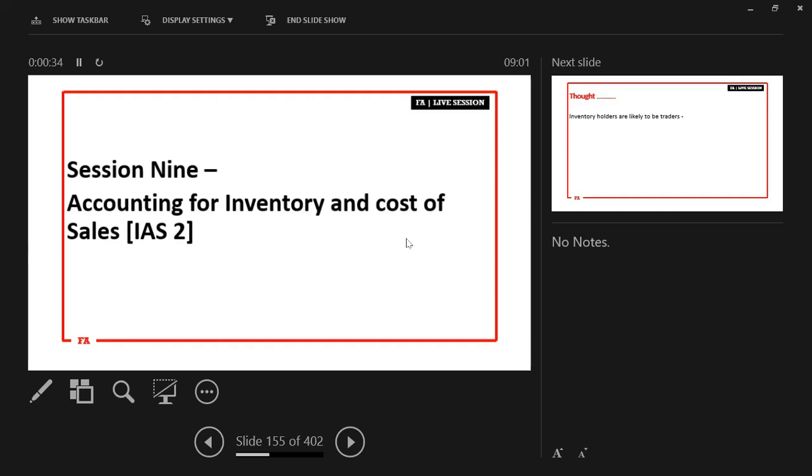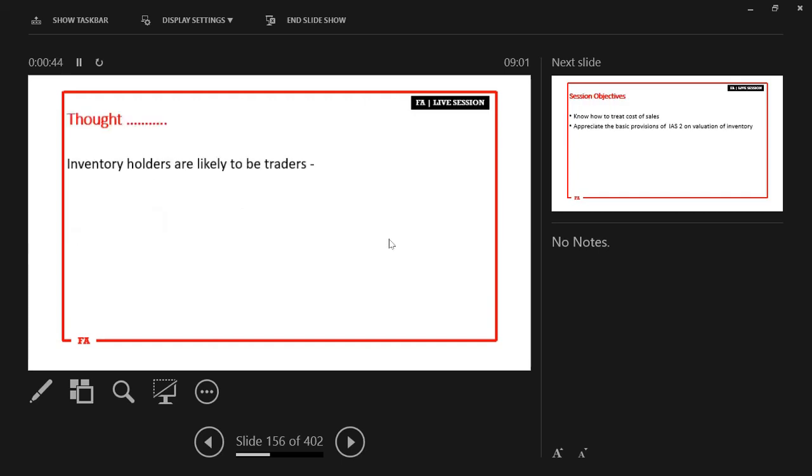Why do business people pay tax? They keep what? Stock. Do you understand that? If you keep stock, then it means that you are having inventory there, and you're a taxpayer. Inventory holders are likely to be what? Traders. And traders must pay what? Tax. It's as basic as that.